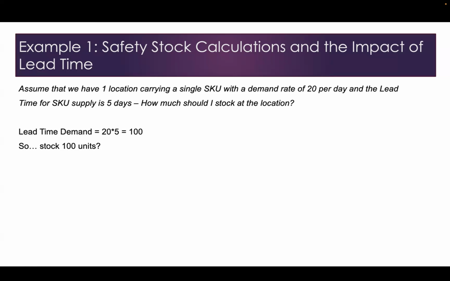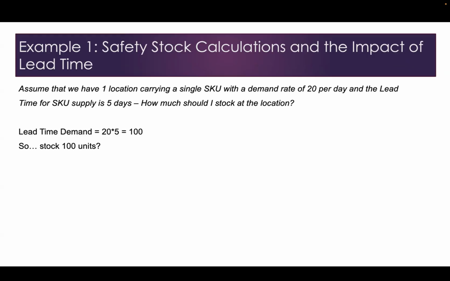So if we have one location and it has a single item, it's carrying only one item, and the demand rate is 20 per day, and the lead time is 5 days. So your lead time demand is simple, right? It's 20 times 5, 100. So how much should I stock at that location? Should I stock 100 units? Anybody? What would you do if I tell you it's 20 per day and lead time is 5 days? How much would you stock?